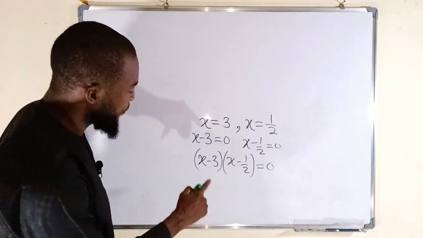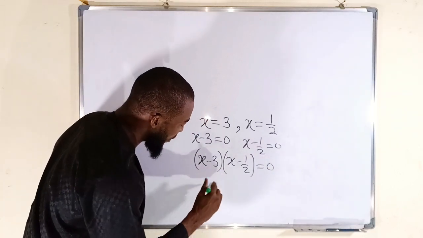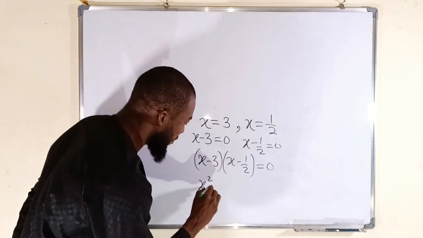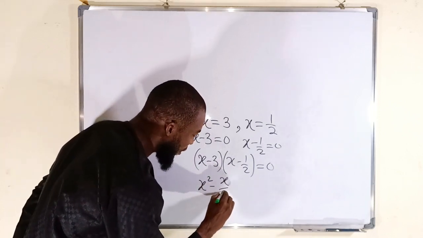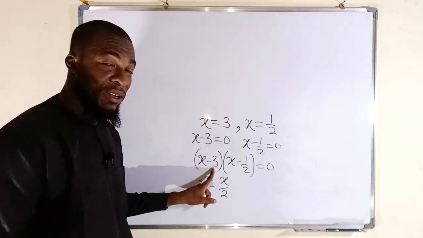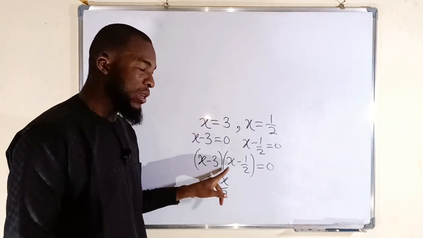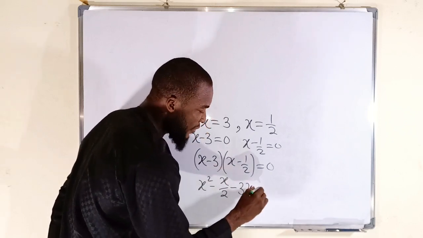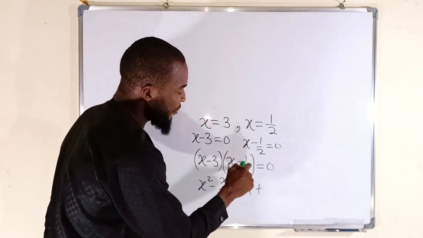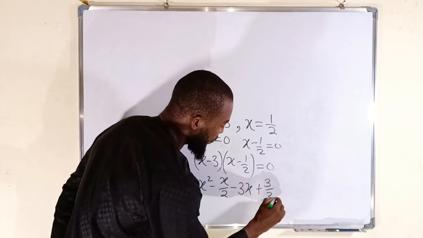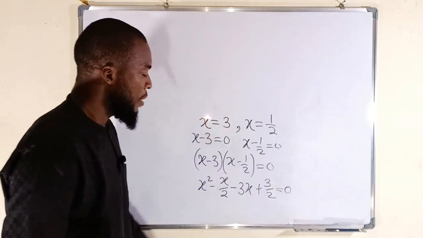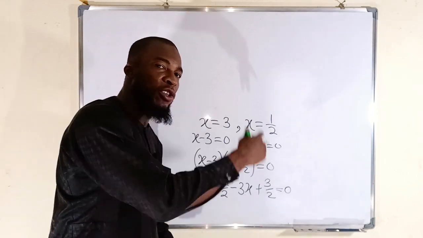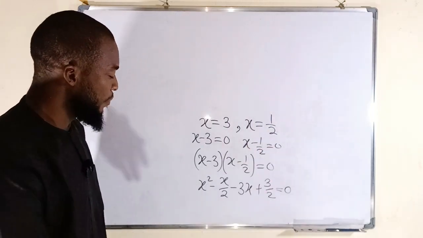You distribute. x times x will give us x squared. x times -1/2 is the same thing as -x divided by 2. Then you come to the second one. -3 times x is -3x. Negative times negative is positive: 3 times 1/2 is 3 divided by 2. The whole of this equal to 0. But we don't want these fractions. The LCM is 2. Therefore, you should multiply every single term by that 2.